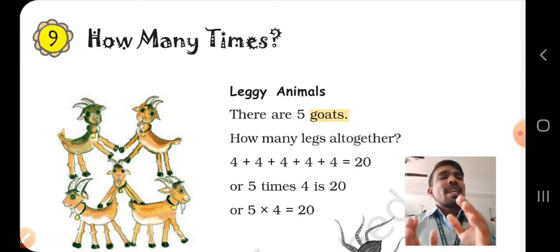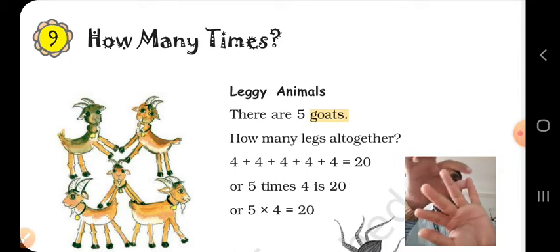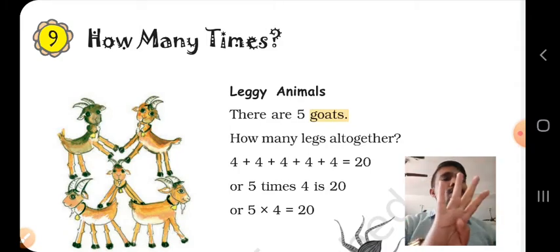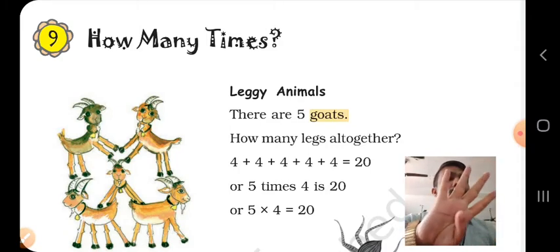But adding with plus takes a long time. So instead of adding 4 repeatedly, we can just do multiplication. Which number is repeated? 4 is repeated. How many times is it repeated? 5 times. 1 time, 2 times, 3 times, 4 times, and 5 times. So 5 times 4. That is, instead of times, you can write multiplication. That is the cross symbol. So 5 times 4, that is 5 multiplied by 4.